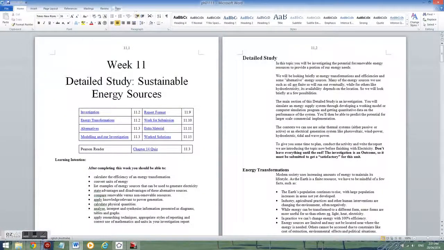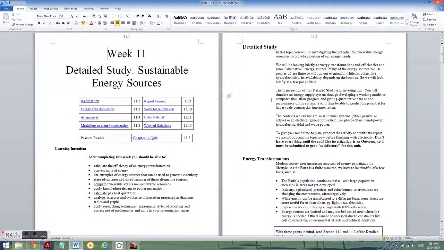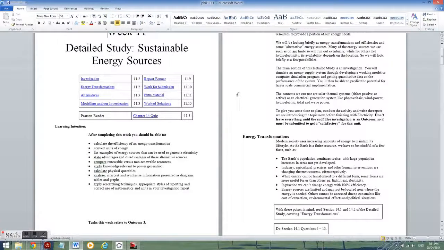Okay, now in Year 11, in week 11 to week 13, this is your last area of study. We're doing the detailed study, sustainable energy sources, basically renewable energy. We don't have a weekly assignment, but for week 11, you need to submit me a proposal of an investigation report.